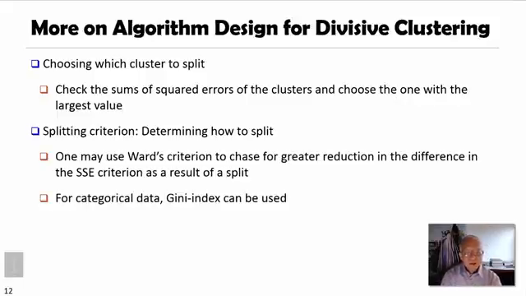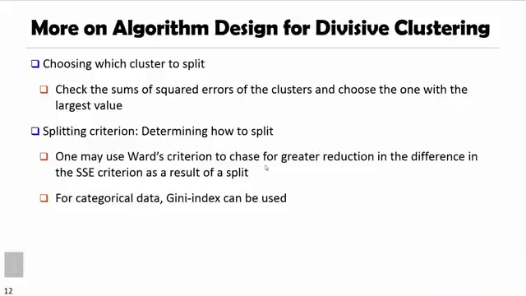Then once you decide to split this cluster, how do you split it? Okay. Actually, you may try to split in many ways, but you can use Ward's criterion we just introduced to see which split gives you the greatest reduction in the SSE criterion. Then you choose that one to split. For categorical data, we can use the Gini index in a similar way.